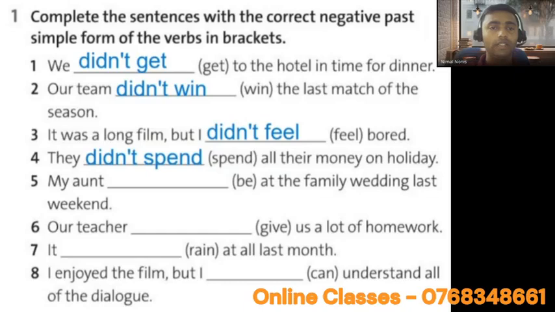Another thing for you all to learn here, students: when we say spend, you spend money. The preposition that we have to use is on: they didn't spend all their money on holiday. On is the preposition that we have to use when we are talking about spending. For example, I spent all my money on books.